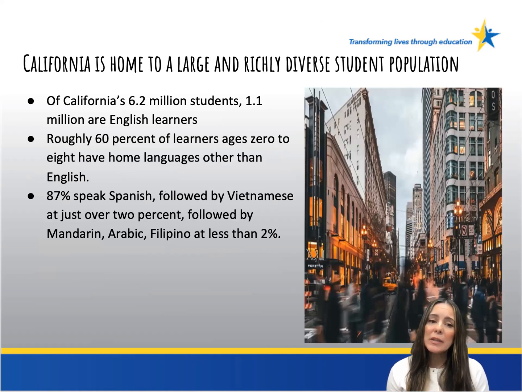When we really think about our students here in California and how diverse and how different they are, their cultural background, their personal experiences, their perception of their own identity, we really do have a diverse population. We have 6.2 million students, and out of those students, 1.1 million are English learners. Roughly 60% of learners ages 0 to 8 have a home language other than English. And then here you can see the breakdown of the different languages and cultures represented in our state of California.